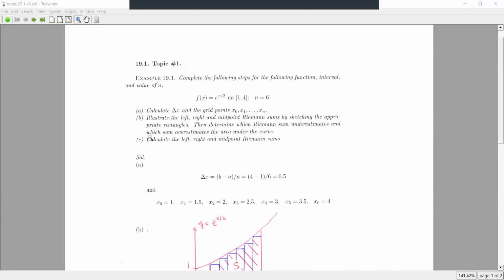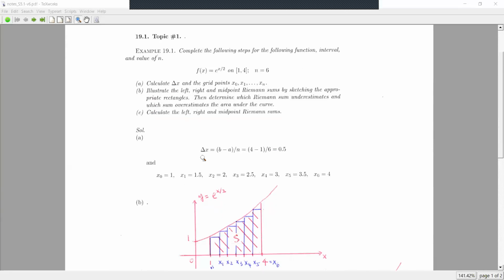Question A first. The length of each subinterval, by formula, is b minus a over n. Now b is 4, a is 1, n is 6. So delta x is 0.5. That is, when we cut this interval evenly into 6 subintervals, the length of each subinterval is 0.5.